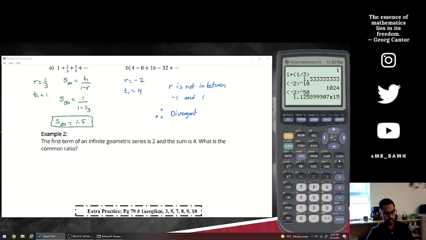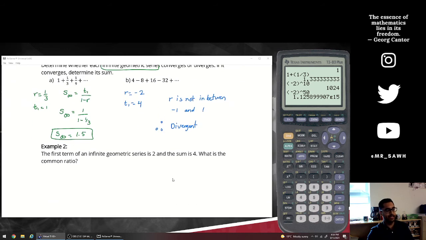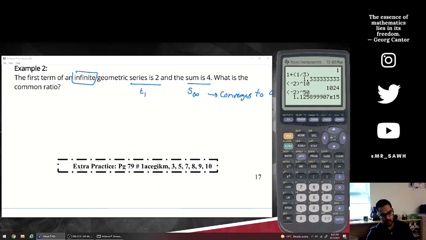Think about example 2, last one here. The infinite cases are very, very nice because of how short they are. The first term of an infinite geometric series is 2. Well, that's good, that's T1. The sum is 4. That is saying the sum of an infinite number of terms, because this is an infinite series. That means if there is a sum, it converges to 4. That is what the sum will be of an infinite number of terms of this sequence. Our job is to find the ratio. Now, if it converges, I know the ratio should be a fraction. That's by definition. So let's see what we can do.